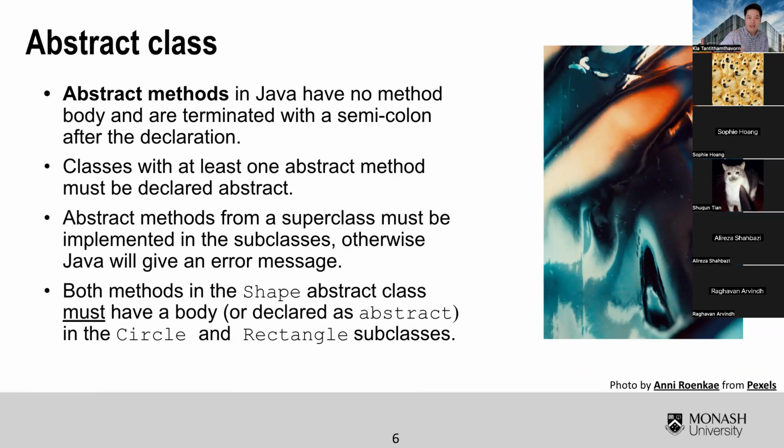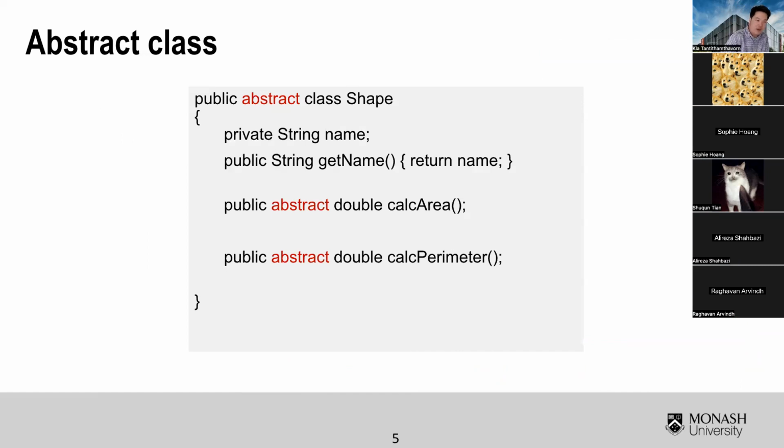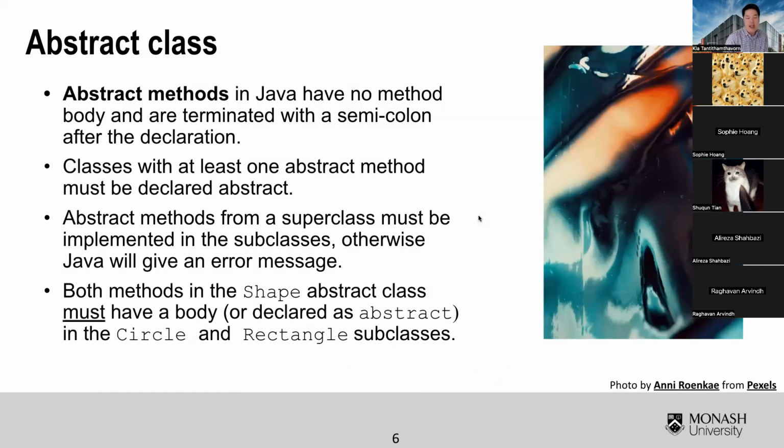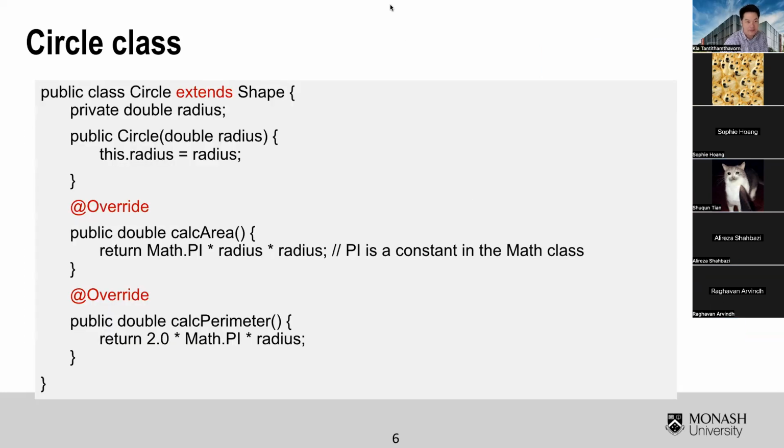For classes, at least one abstract method must be declared as abstract. Like this one, we use the keyword abstract. And the abstract method from a superclass must be implemented in the subclass. Otherwise, Java will give an error message. That's the mandatory one. Both methods in the shape abstract class must have a body or be declared as abstract in the circle and rectangle subclasses.